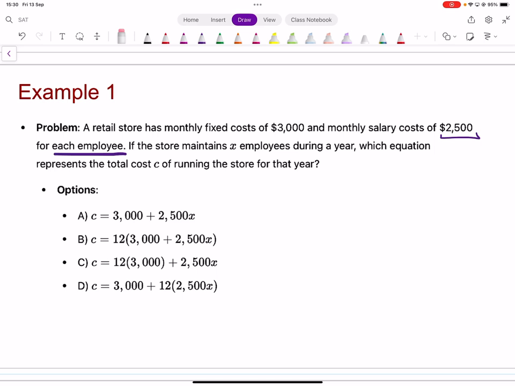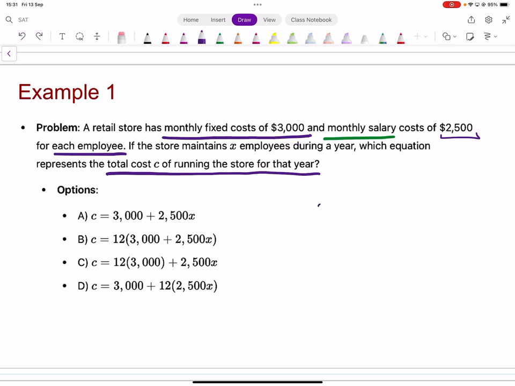You have to be very careful in understanding the units given. It says monthly fixed costs are $3,000. And then they're asking you for the total cost of running the store for a year. And then the monthly salary for each employee is $2,500. What is the total cost going to be? How do you think about this? Can we figure out the monthly cost first of all? What's the monthly cost going to be?